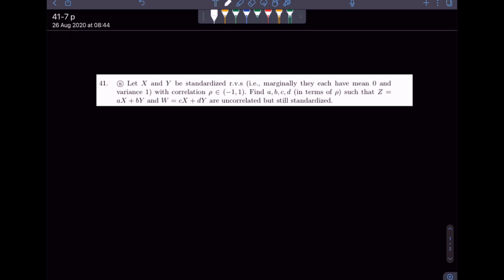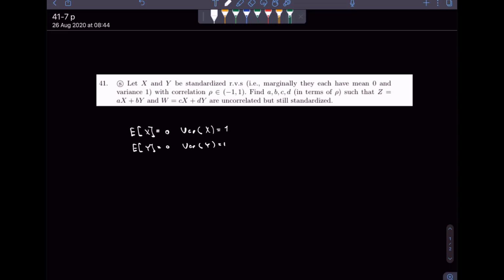Okay, this sounds like an interesting problem. Let's write down what we know about the random variables X and Y. Well, we know that the expectation of X must be 0 because it's standardized. Its variance has to be 1, again by the same argument, and the same holds for Y. So the expectation of Y is equal to 0 and the variance of Y is equal to 1.